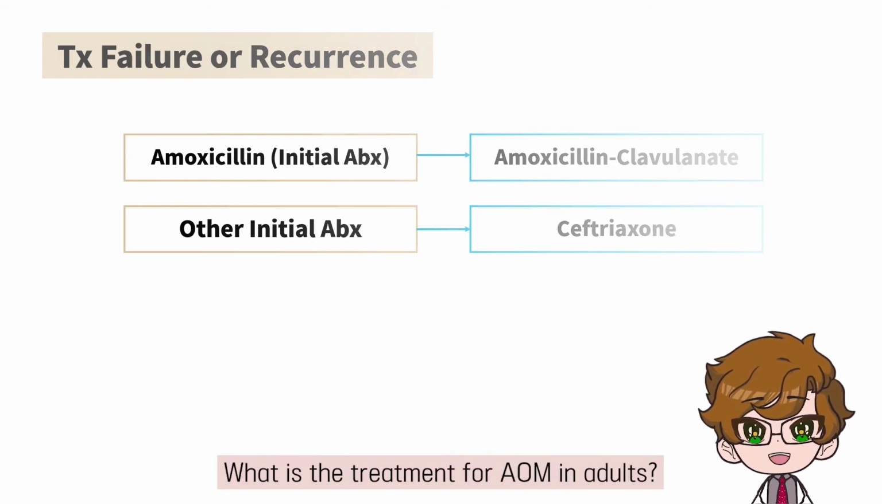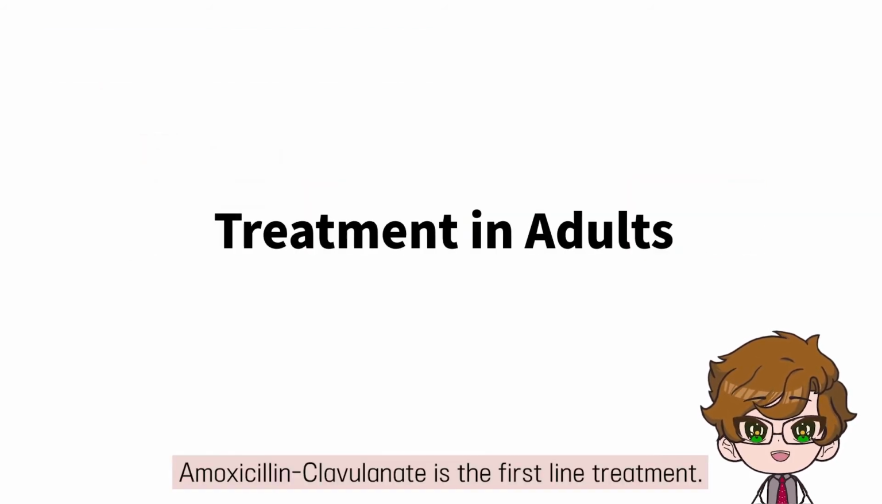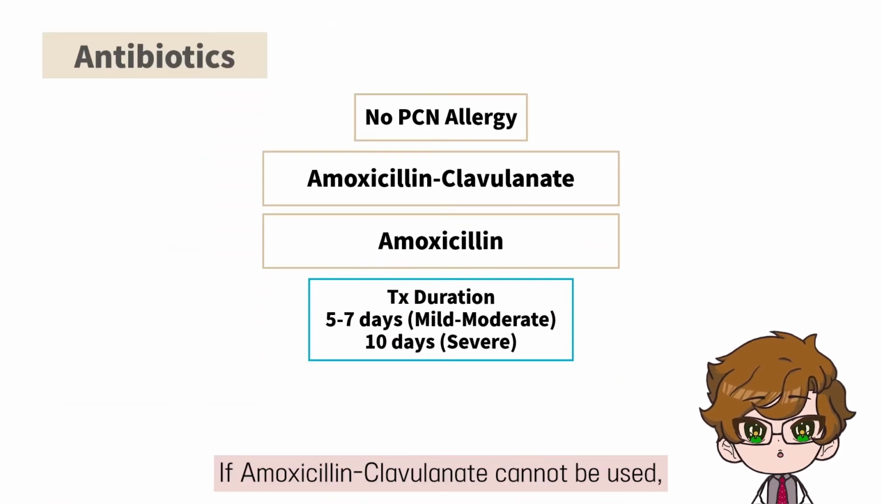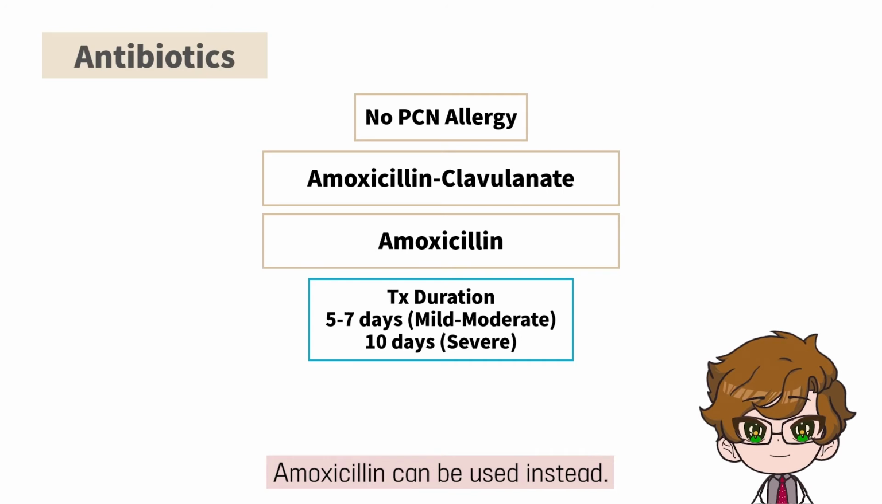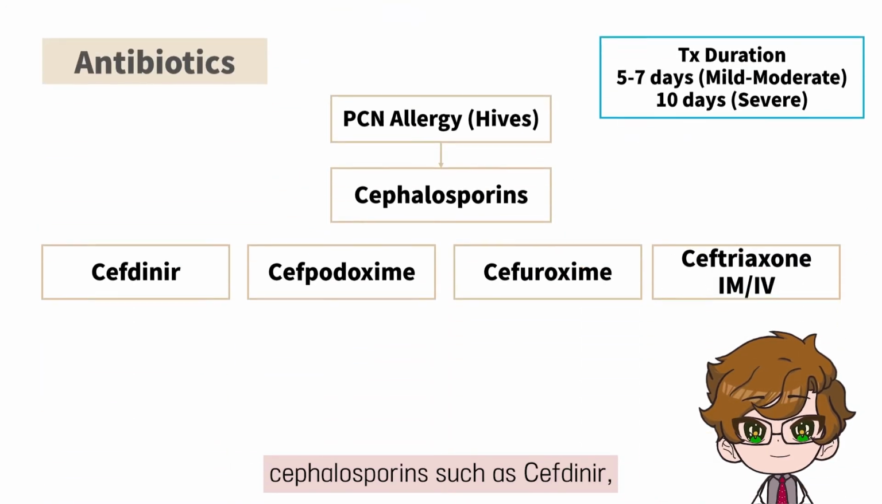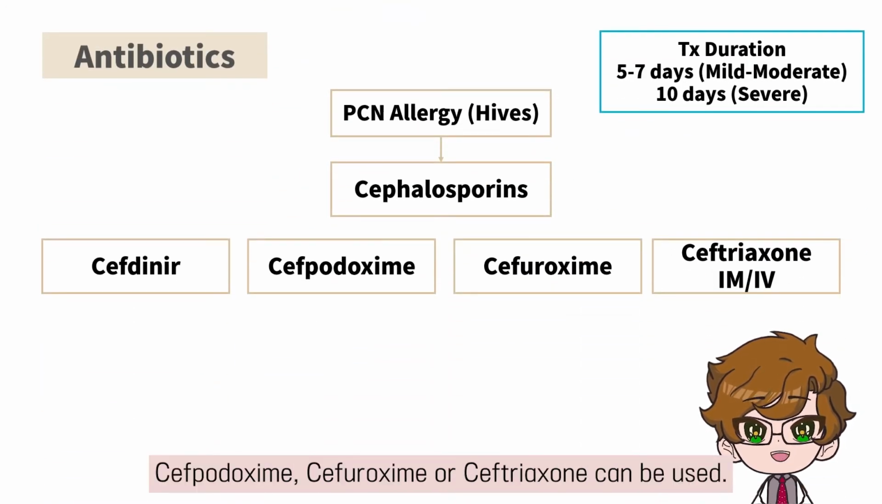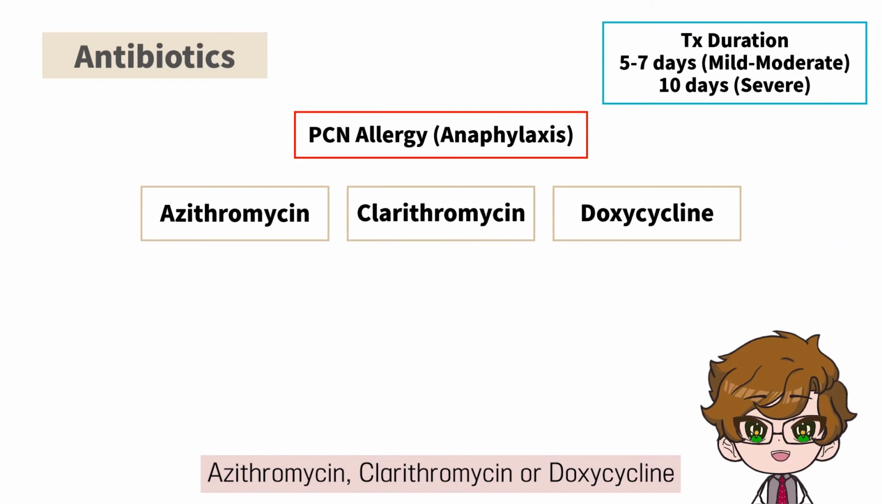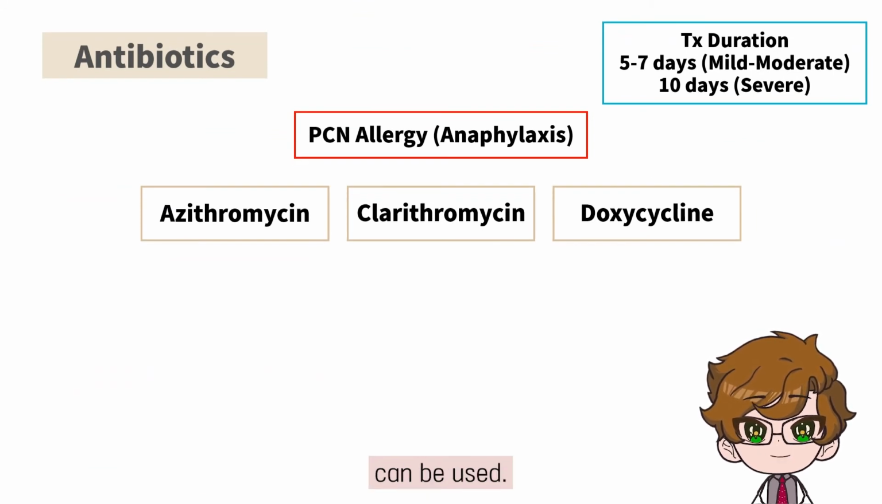What is the treatment of AOM in adults? Amoxicillin clavulanate is a first-line treatment. If amoxicillin clavulanate cannot be used, amoxicillin can be used instead. If there is a history of a non-type 1 penicillin allergy, cephalosporins such as cefdinir, cefpodoxime, cefuroxime, or ceftriaxone can be used. If the penicillin allergy is anaphylaxis, azithromycin, clarithromycin, or doxycycline can be used.